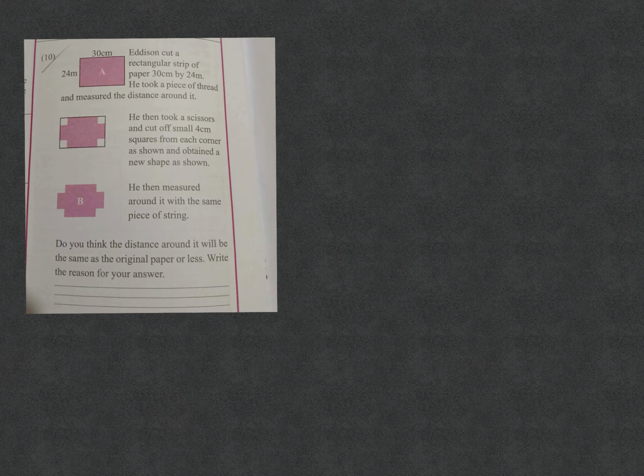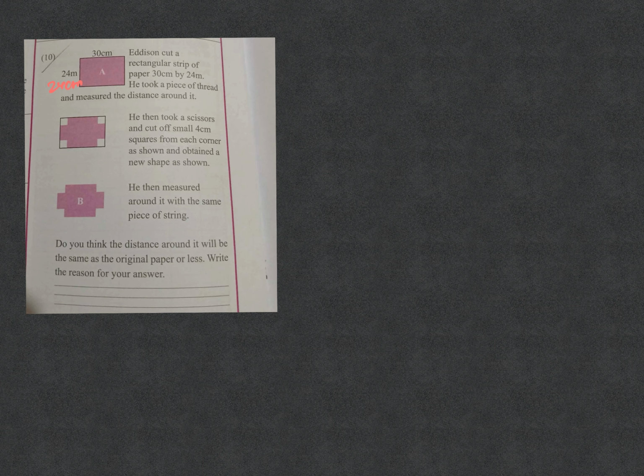So I believe it is supposed to be 24 centimeters, because as you guys can see in the diagram, the 30 centimeters is larger than the 24 meters. If we have to draw that out, no way 30 centimeters, which is 1 foot, 12 inches on a ruler, is larger than 24 meters. So let's go back. Edison cuts a rectangular strip of paper 30 centimeters by 24 centimeters. He took a piece of thread and measured the distance around it.